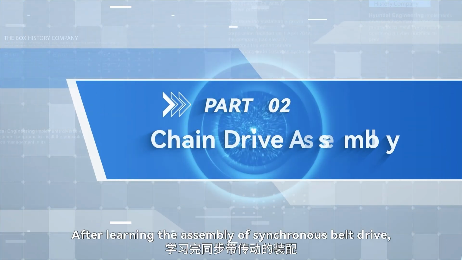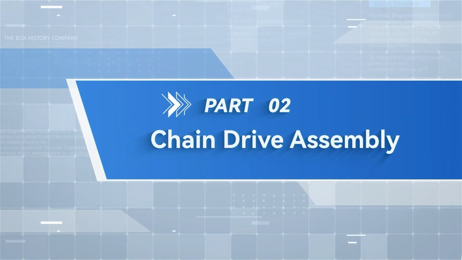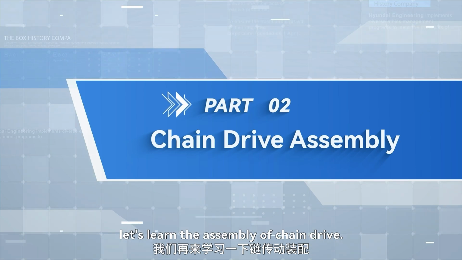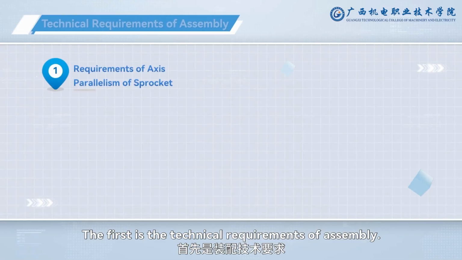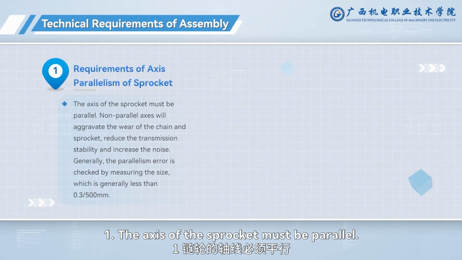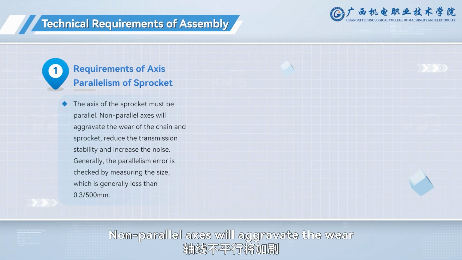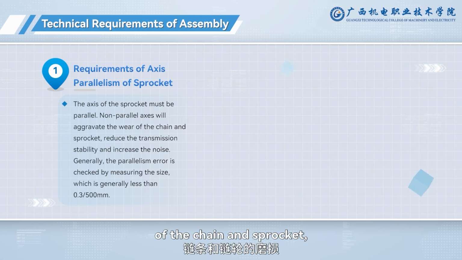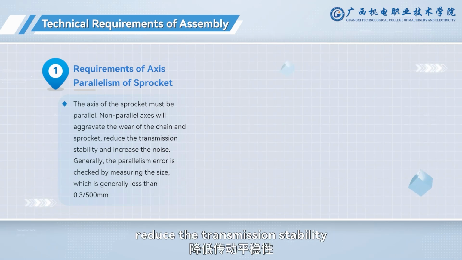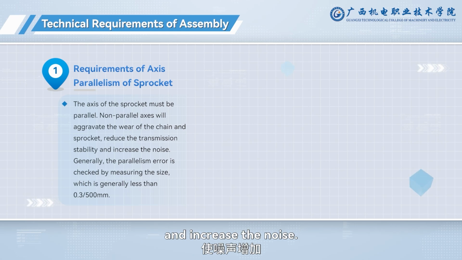After learning the assembly of synchronous belt drive, let's learn the assembly of chain drive. The first is the technical requirements of assembly. 1. The axis of the sprocket must be parallel. Non-parallel axes will aggravate the wear of the chain and sprocket, reduce the transmission stability, and increase the noise.